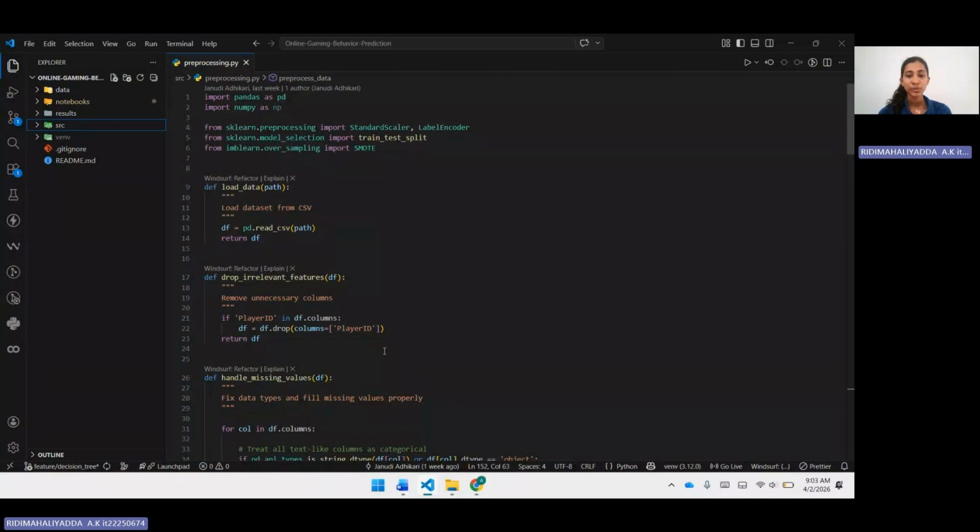In this project, we used four supervised ML models: logistic regression, support vector machine, decision tree, and random forest. So let's start with the implementation of logistic regression and its performance.